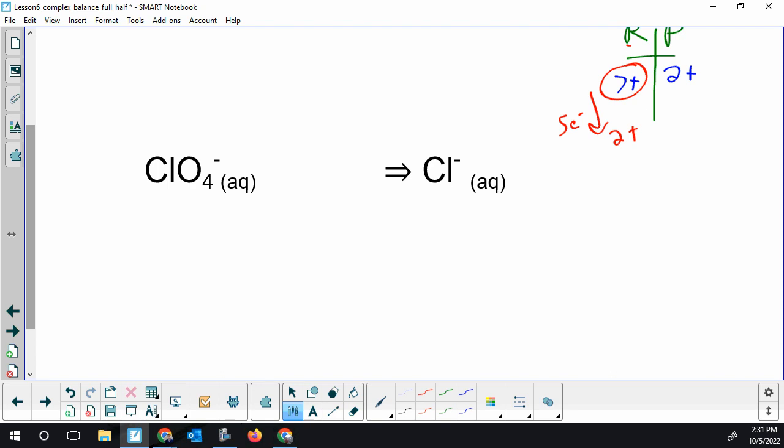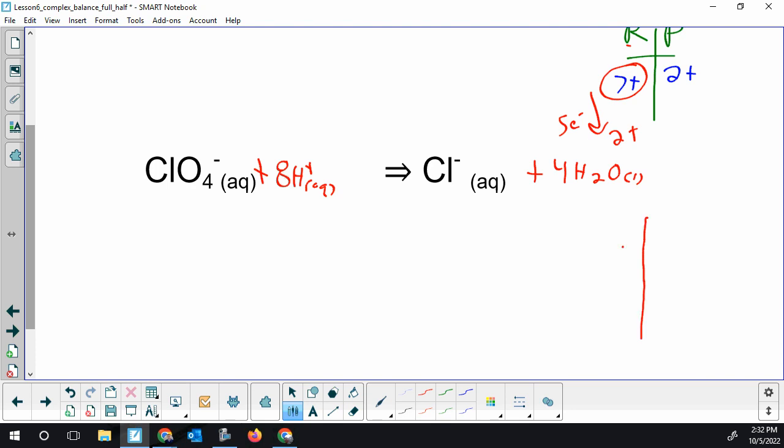Balance other than O and H first. That'd be chlorine atoms. There's one on both sides. Balance oxygen with water. We have 4 oxygen in perchlorate, so we need 4 waters. Balance the hydrogen. We've got 4 water again, so that's 4 times 2, 8 hydrogen at the end. So we need 8 hydrogen at the beginning, and it comes from needing to have some acids, some H+ ions.